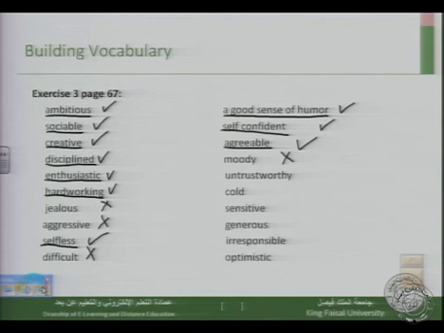The next adjective is untrustworthy. Well, a person who is untrustworthy is a person to whom we cannot give our confidence, or we cannot trust, we cannot depend on. A person who is untrustworthy is not ready to be depended on, okay? So it is not a good adjective.